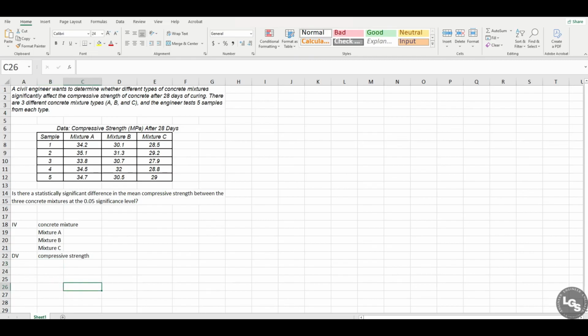So before we perform the test, let's state first the hypothesis. So we have the null hypothesis or the H0 and the alternative hypothesis or the H1. So for one-way ANOVA, the null hypothesis will be there is no significant difference among the different mixtures, meaning the sample mean of mixture A is equal to the mean of mixture B and also equal to the mean of mixture C.